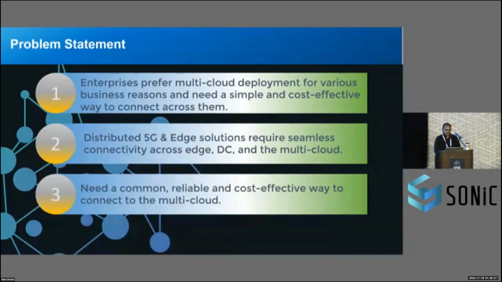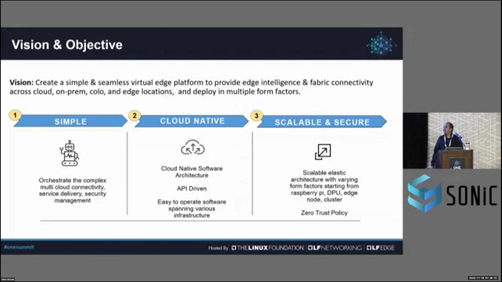As we said, we are observing a lot of shift in cloud networking. Most organizations have substantial commitments to public infrastructure, so they need to connect multi-cloud. They need a simple and cost-effective way to connect between cloud, edge, and on-prem, right? So that's the main problem statement. So how can we do that with SONiC?